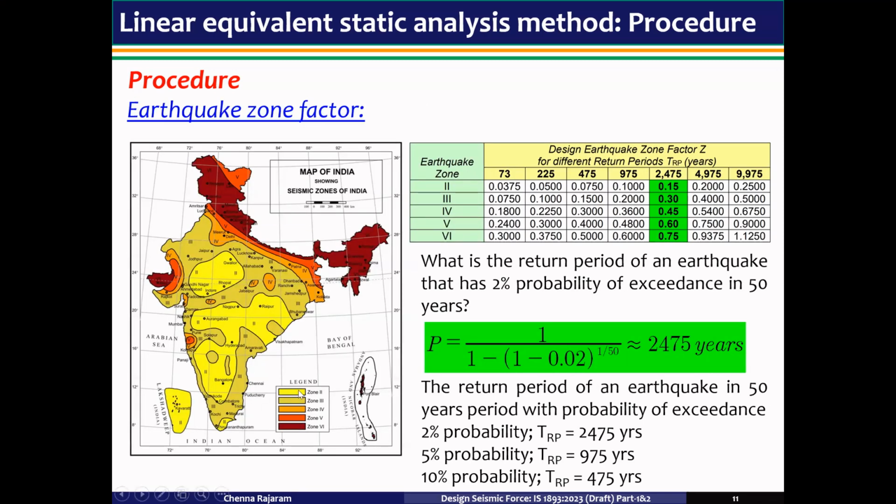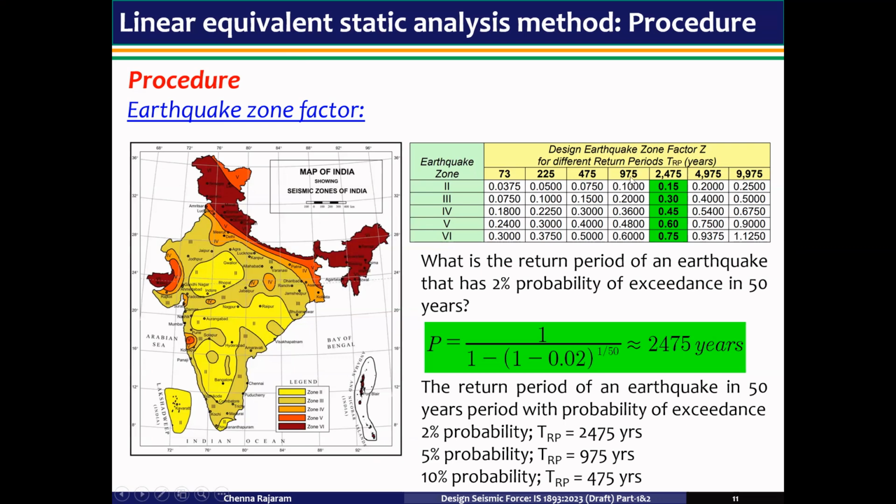The country is divided into five number of zones: Zone 2, Zone 3, Zone 4, Zone 5, and Zone 6. In the earlier version of the code, the number of zones were Zone 2, 3, 4, and 5. And the approach was based on the deterministic in the earlier version of the code, and in the latest version of the code, the approach is based on the probabilistic. Here there is a tabular column which shows the zone factors for different return periods are listed for different earthquake zones.